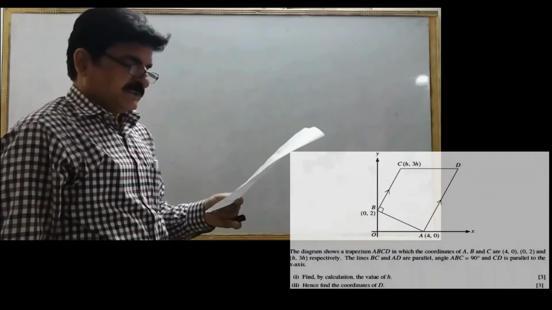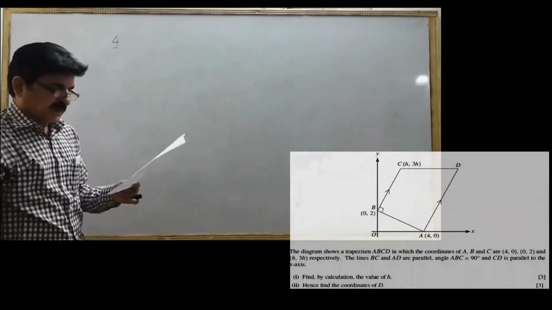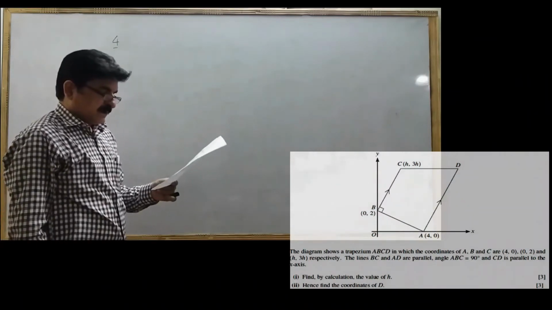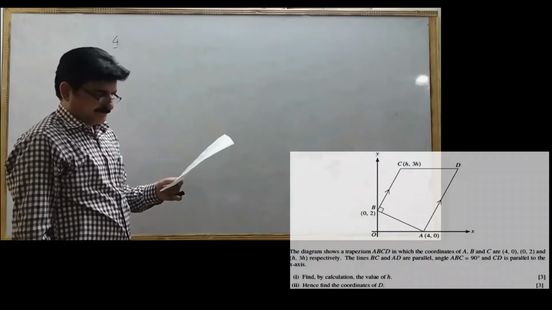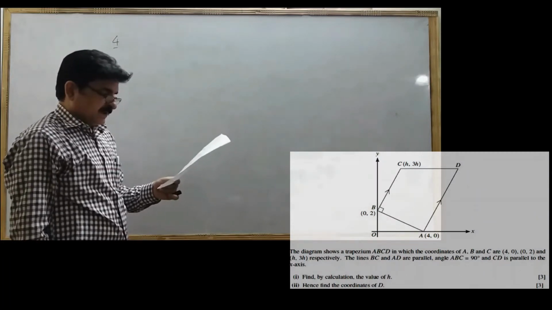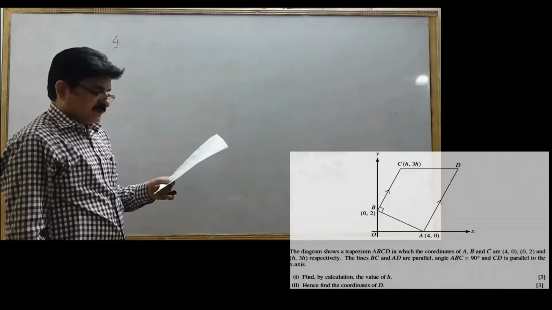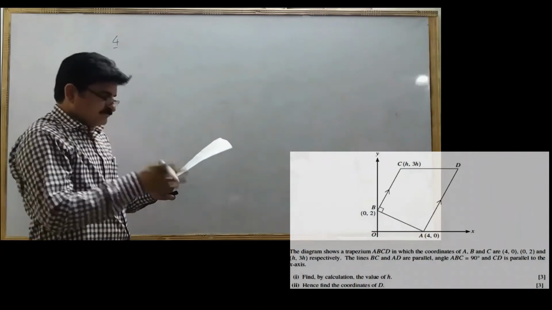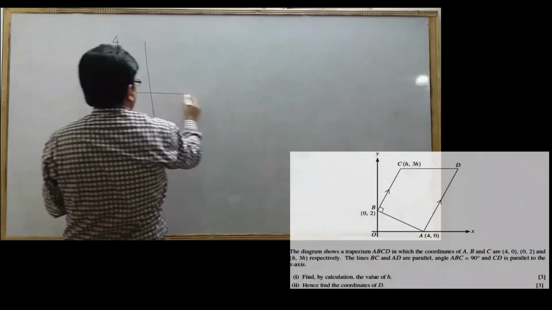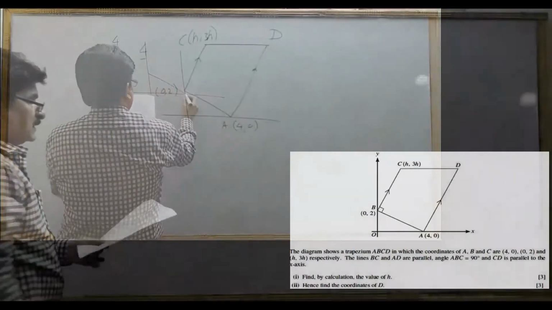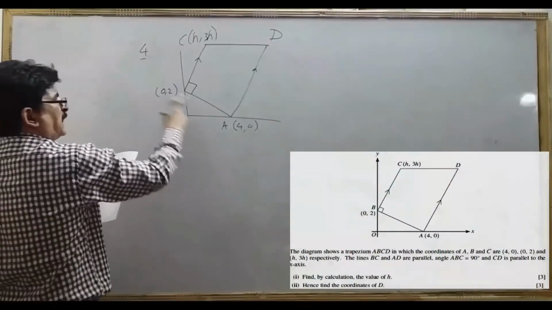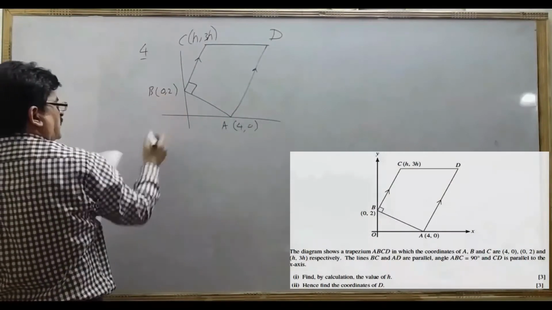The diagram shows a trapezium ABCD in which the points A, B, C are given. D is unknown. The lines BC and AD are parallel, and angle ABC is 90. CD is parallel to the x-axis. Find by calculation the value of h. Now the situation is again perpendicular lines. Now see that this is 90. So now you will find the gradient of AB.